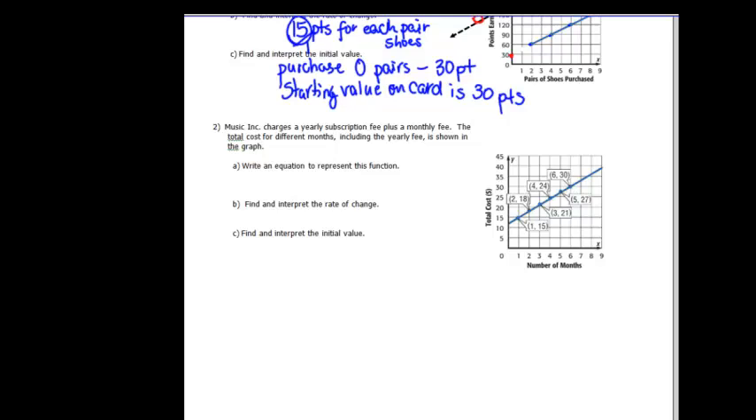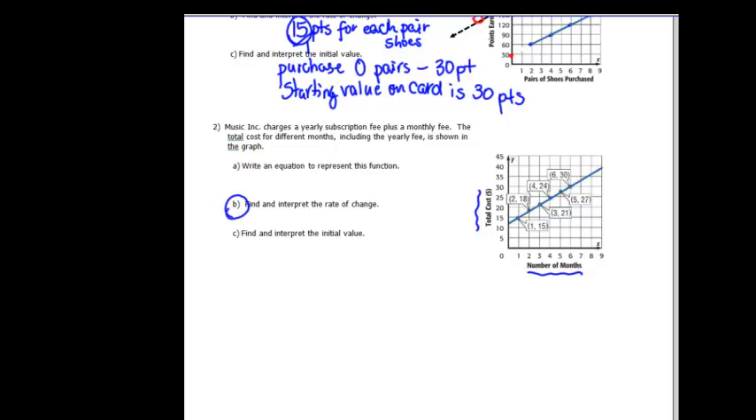Music Inc. charges a yearly subscription fee plus a monthly fee. The total cost for different months, including the yearly fee, is shown in the graph. So here is the number of months that you belong, and this is the total cost. If I belong for 1 month, it's $15, 2 months, 18, 3 months, 21. So see if you can determine what the rate of change is there. How much is it changing by for each month that you have a subscription?